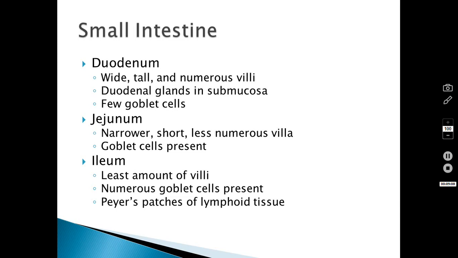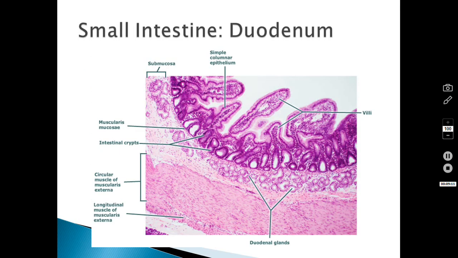So let's look at what these look like. Let's look at the duodenum first. We still have simple columnar epithelium lining each villus. You can see, so here's our mucosa. Lamina propria is inside, underneath, and then our muscularis mucosae. You can see the little crypts. We have our submucosa, so that's our next region.